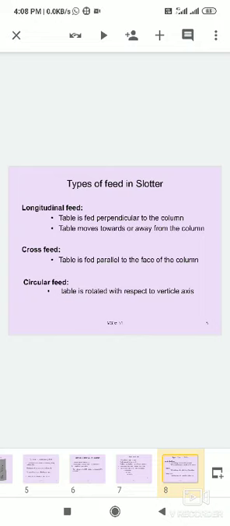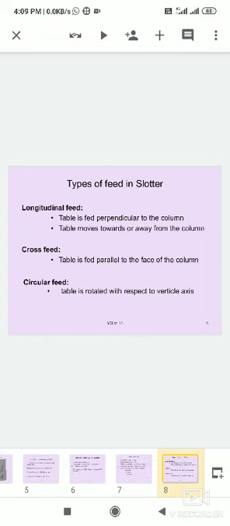Types of feed in slotter: longitudinal feed, cross feed and circular feed. In a slotter, the feed is provided by the rotary table. The work may be fed in the following directions, that is called longitudinal feed mechanism, cross feed mechanism, circular feed mechanism.